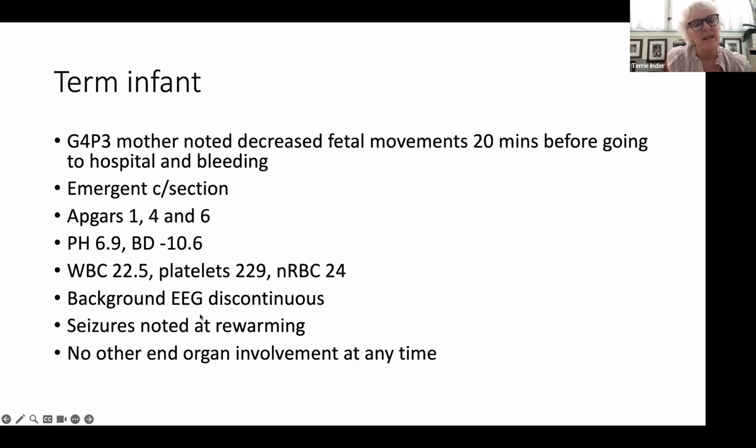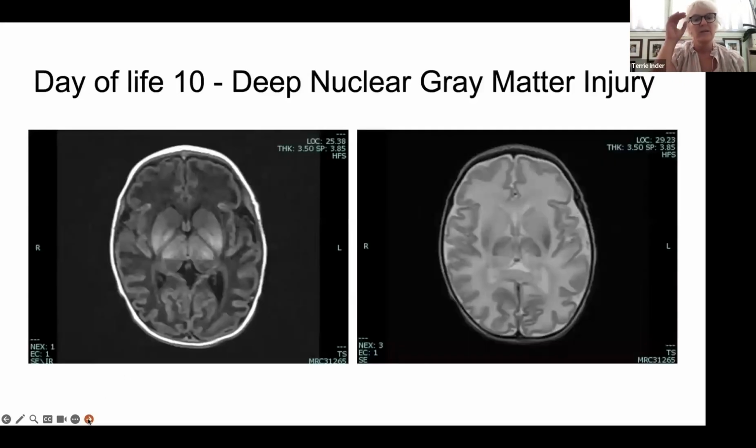The background EEG was never horrible. It was discontinuous, and it never really changed. And seizures were only noted at the time the baby was rewarmed, and there was no other end organ involvement, no liver, renal, or DIC seen. This baby, however, was dependent upon respiratory support, initially was extubated on day of life 2, and because the baby remained on high flow nasal cannula and CPAP, we were unable to take the baby down to the scanner until day of life 10.